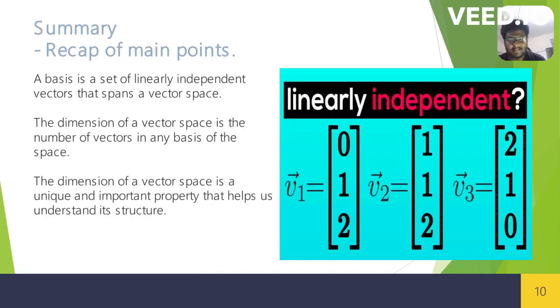Summary. The main points of this vector space topic: a basis is a set of linearly independent vectors that spans a vector space. The dimension of a vector space is the number of vectors in any basis of the space. The dimension of a vector space is a unique and important property that helps us understand its structure.